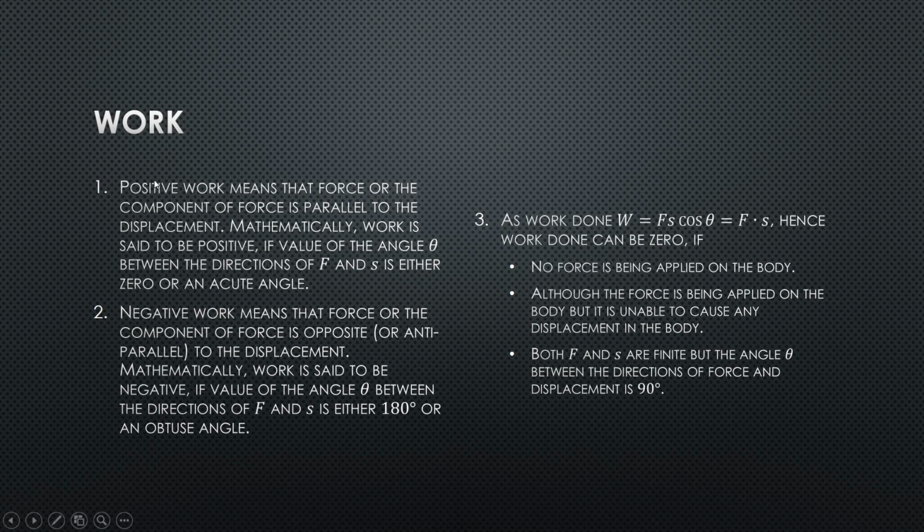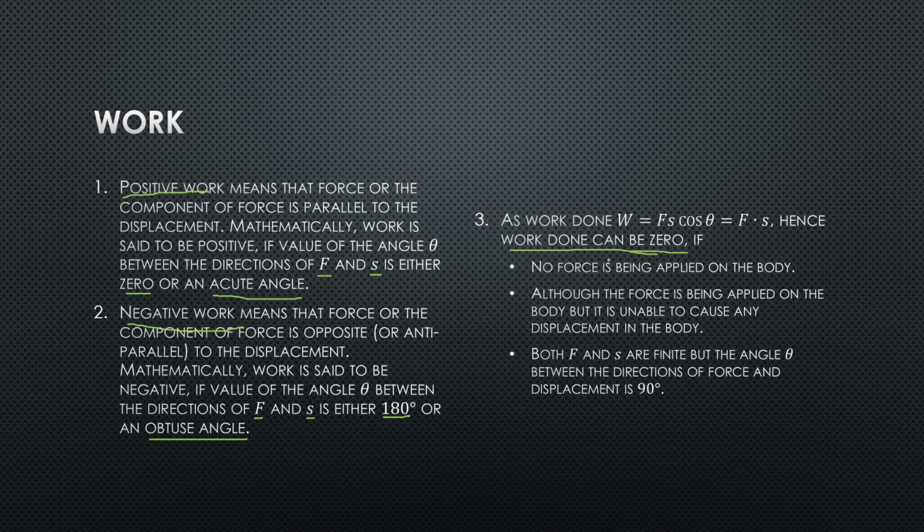So work can be positive work, negative work, and also zero work done. When we see positive work, the angle between the force and the displacement is either 0 or an acute angle, so from 0 to 89 degrees. And negative work, if the angle between the force and the displacement is either 180 degrees or an obtuse angle. And when we say 0, there are 3 possible reasons.